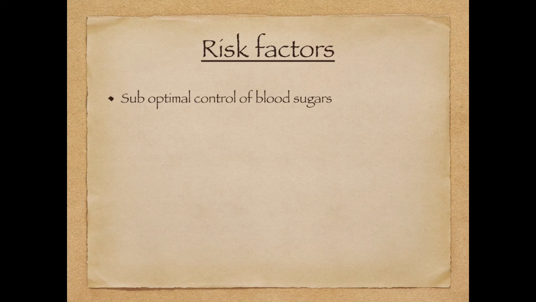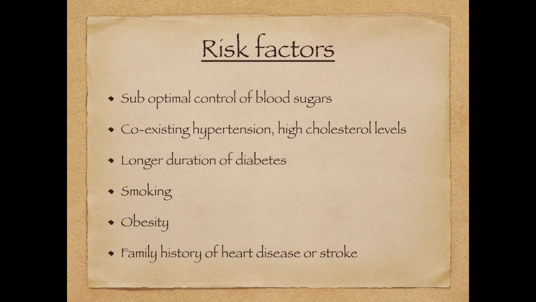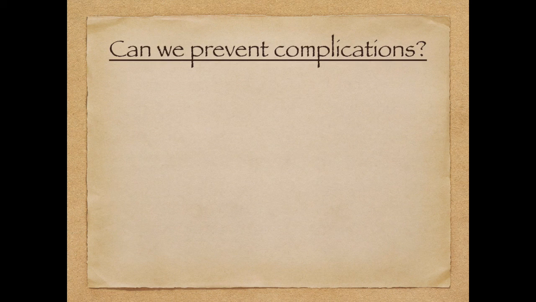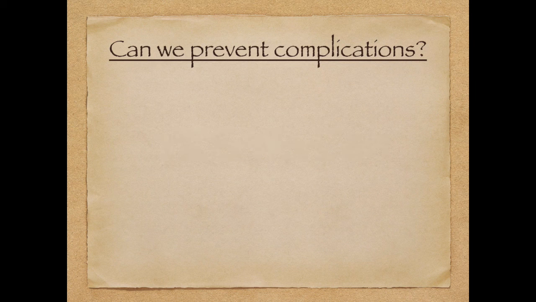People with suboptimal control of blood sugars, coexisting hypertension or high cholesterol levels, longer duration of diabetes, smoking, obesity, and a family history of heart disease or stroke have a higher risk of developing macrovascular complications. Now that we know the risk factors, can we prevent these complications? Yes, we can prevent or at least delay these complications.